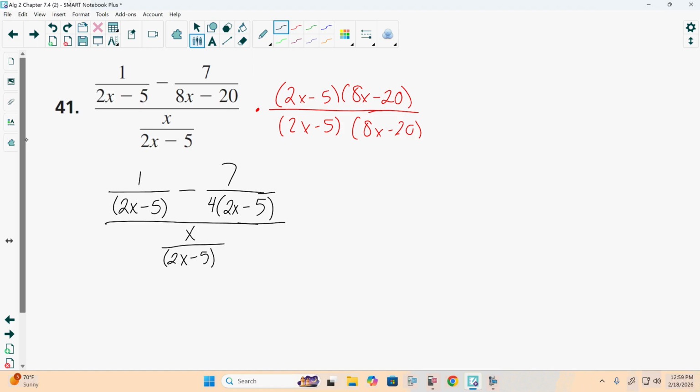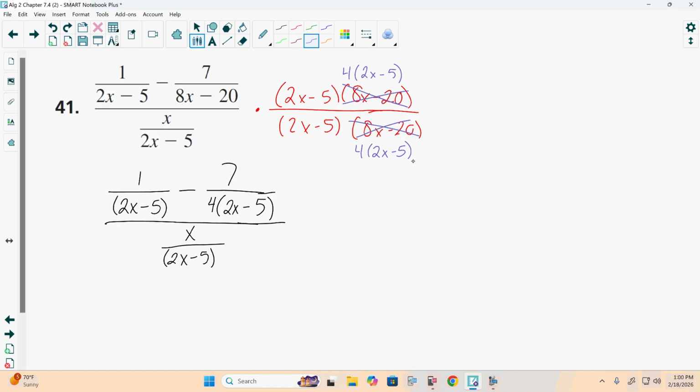So if we'd have kept going with that first process, we wouldn't have been multiplying by 2x minus 5 and 8x minus 20. Really, the 8x minus 20 is 4 times 2x minus 5. So really what we'd have multiplied through by is the 4, which we would need.